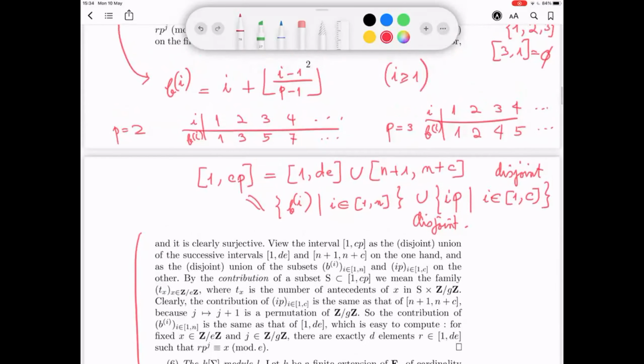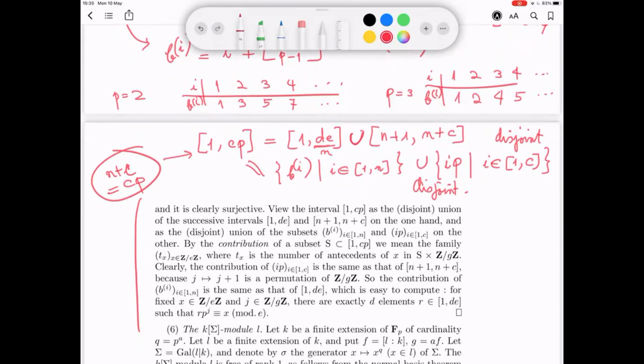So I've written this set, this interval 1 comma cp, as the union of these two successive intervals. I mean, this is actually n. So 1 comma n, this interval, union the interval n plus 1 comma n plus c. And so n plus c, you can check, has to be equal to c times p, right? So that's how these things are defined.